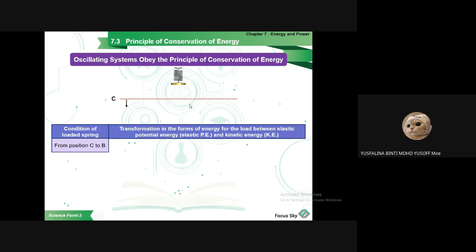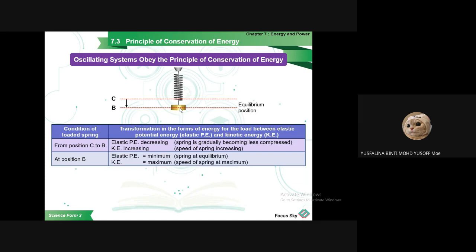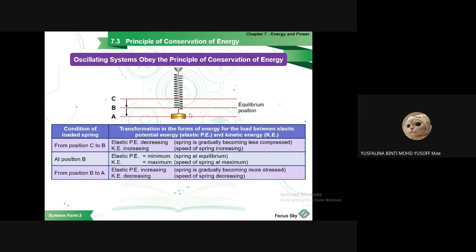Now from point C to B. Remember, at C there is the highest EPE. From point C to B, it changes back. It starts to move here, so the kinetic energy will increase but the EPE will decrease. At position B again, it has the highest kinetic energy, but the EPE is minimum. Then it goes from B to A, the KE starts to decrease and the EPE starts to increase. At position A, the EPE is maximum and the KE is 0. So that's how the energy changes between elastic potential energy and kinetic energy.